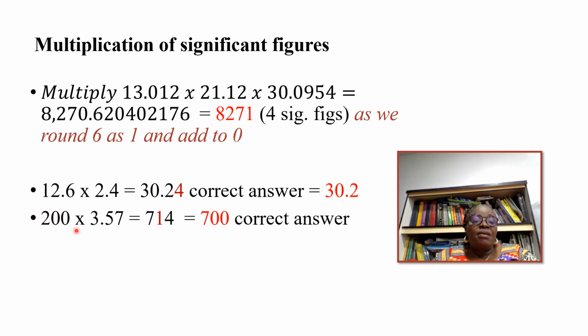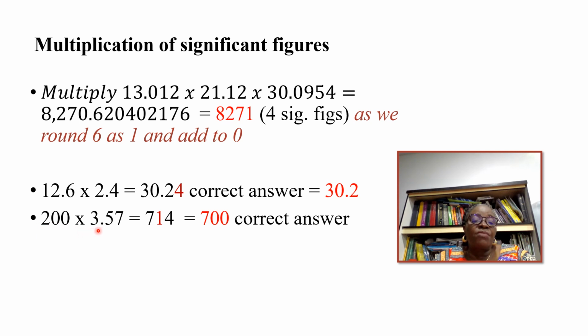We have another one. If we are told to multiply 12.6 times 2.4, if you calculate, you have 30.24, but it's not the correct answer when you are dealing with significant figures. You know that in this value 2.4, it has only one decimal place. And in this value 12.6, it has only one decimal place. So your answer will also be to one decimal place. So the correct answer now to one decimal place will be 30.2. That is the correct answer.